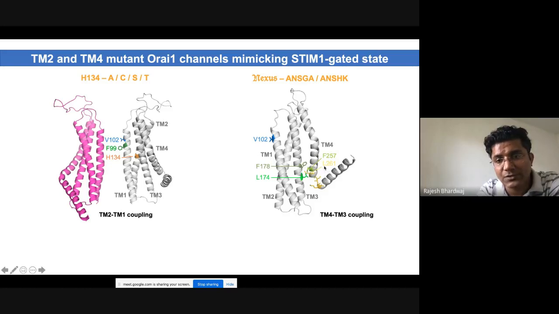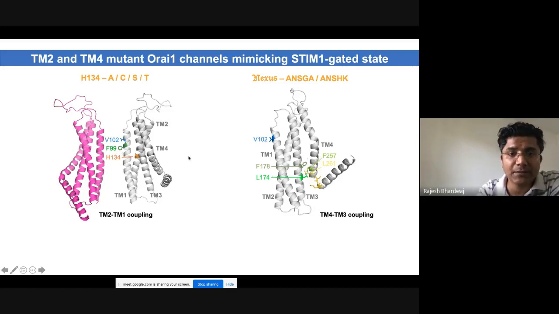Also in this study, Don suggested that this leucine 174 in the transmembrane domain 3 forms hydrophobic interactions with leucine 261 in the transmembrane domain 4 exit. As well, it was shown in another study that the phenylalanine at position 178 and the phenylalanine at position 257 in TM3 and TM4 helices are engaged in hydrophobic interactions, mutations of which disrupt the gating of the ORI1 channel. So overall, this Nexus mutant highlights the importance of TM4, TM3 coupling in context of opening of the channel.